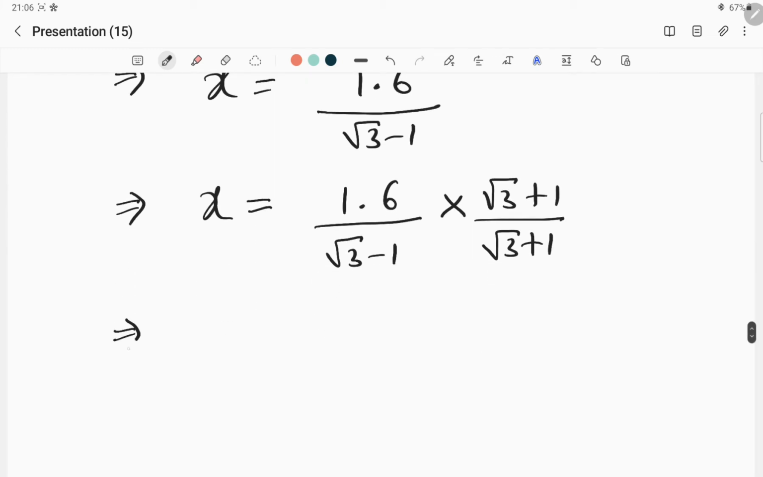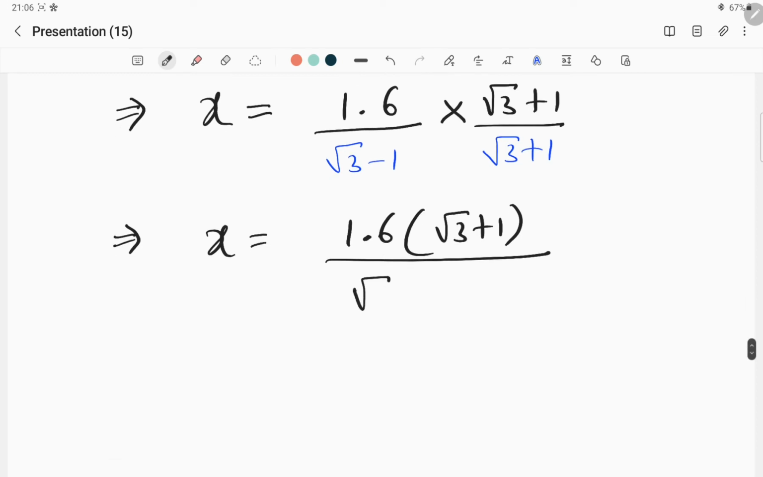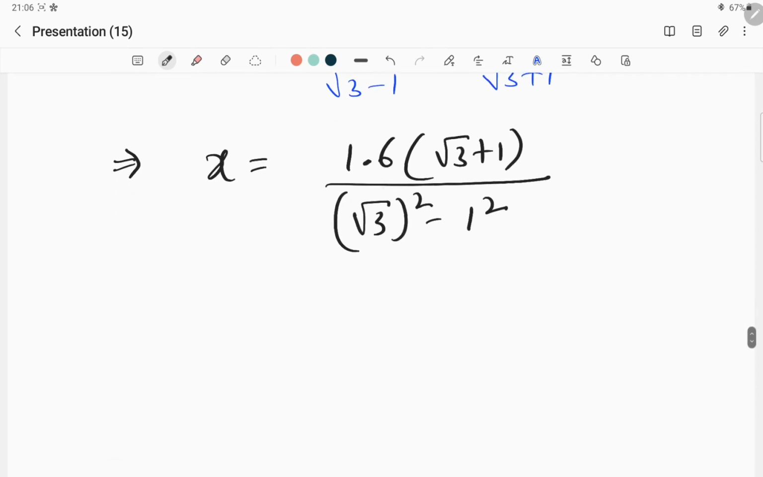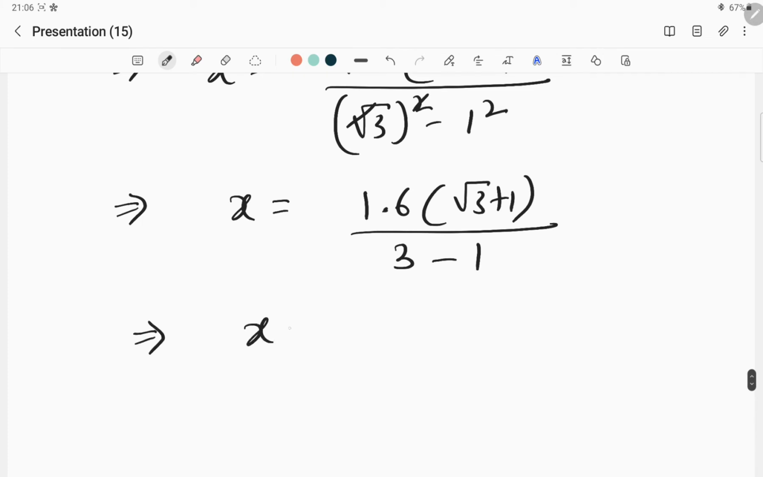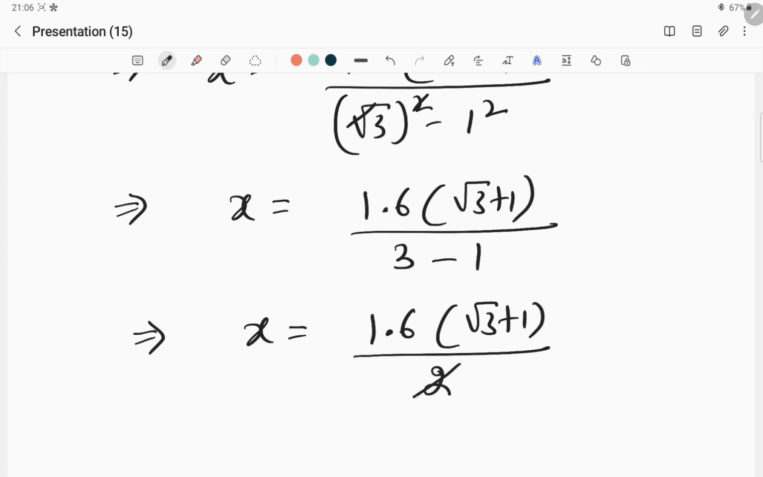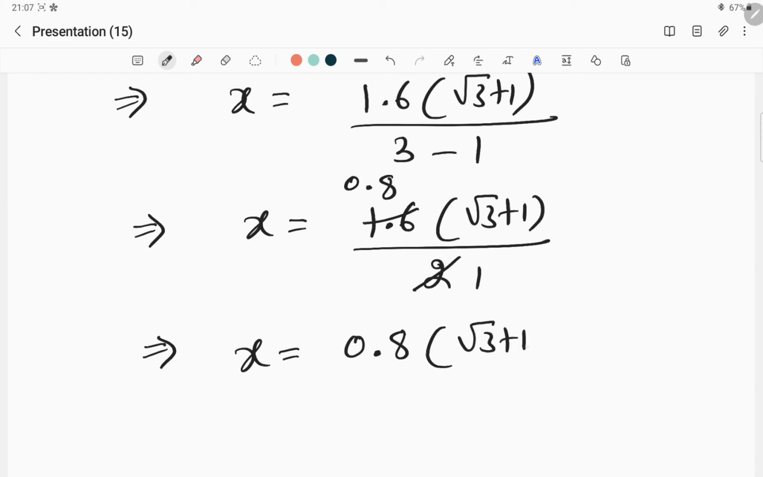That is rationalization. Then it becomes x is equal to 1.6 into root 3 plus 1, divided by, it is of the form a minus b into a plus b, so it is going to be a square minus b square. So it becomes x is equal to 1.6 bracket root 3 plus 1, then divided by square and square root get cancelled, and it becomes 3 minus 1. Then I'm going to have x is equal to 1.6 bracket root 3 plus 1 divided by 2, and it becomes 2 ones are 2, 0.8. So the value of x is going to be 0.8 bracket root 3 plus 1.